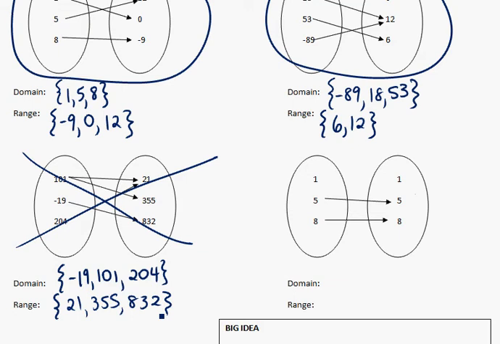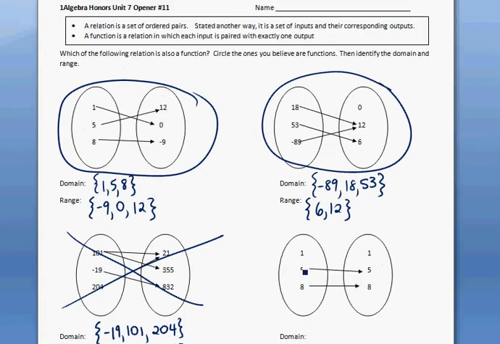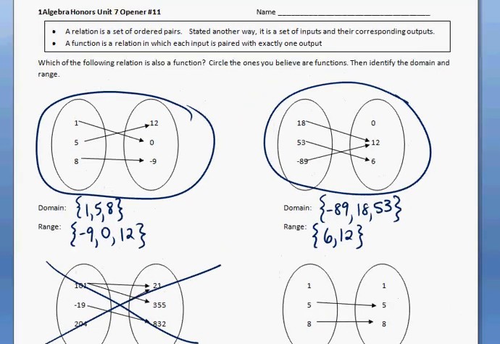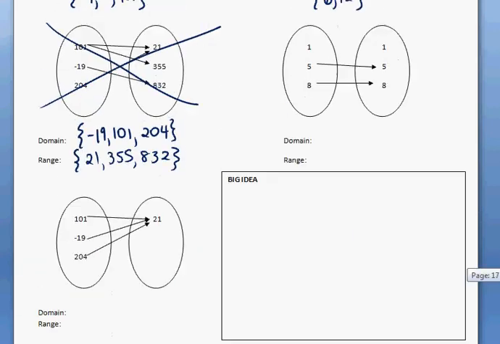Moving on to the fourth example, I see this relation has a little bit less going on. The 1 isn't used, but that's okay. It doesn't mean that it's not a function just because we didn't use one of our inputs. So let's see. Does 5 correspond to only one output? Yes. Does 8 correspond to only one output? Yes. So this one is also a function.